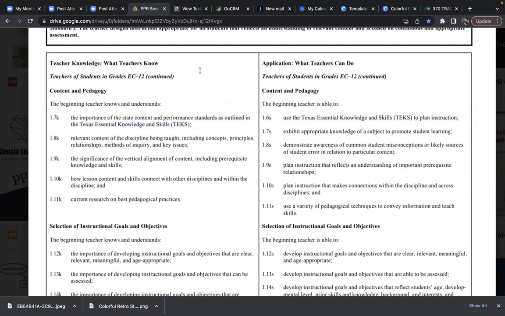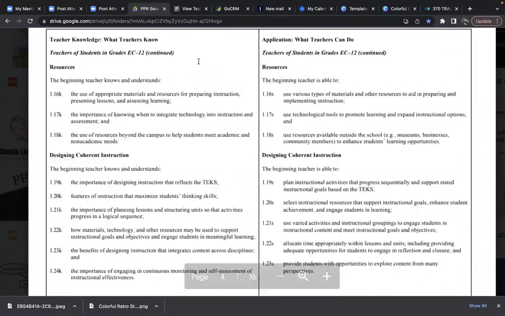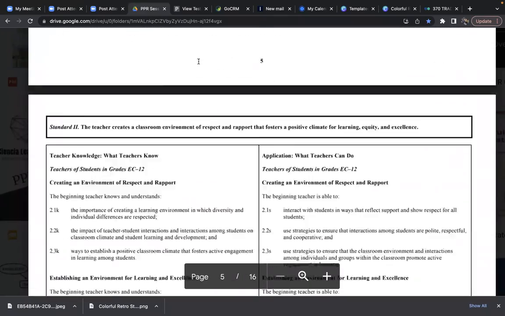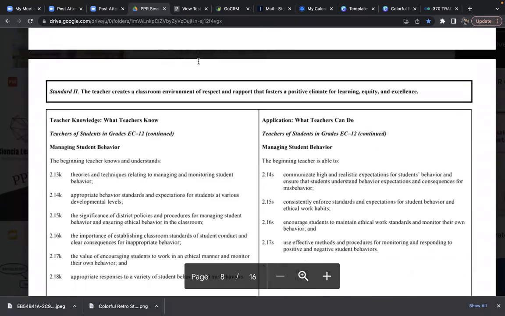It is about the pedagogy. It is about what scientific strategy, what research-based strategy or skills should you be doing with the students, pedagogical practices that we know based on research is best for the student that they have identified.